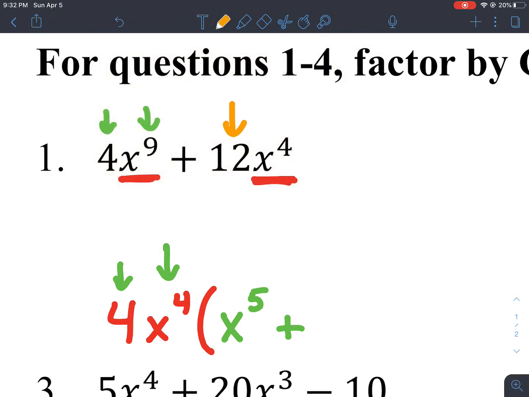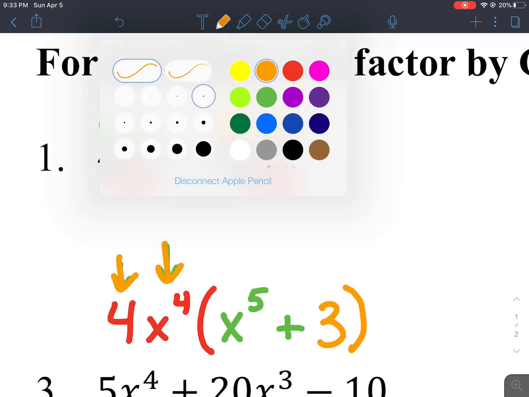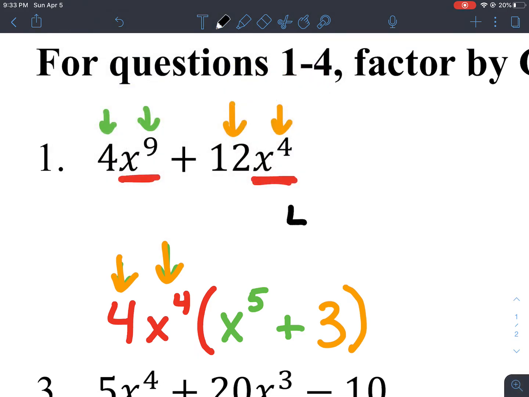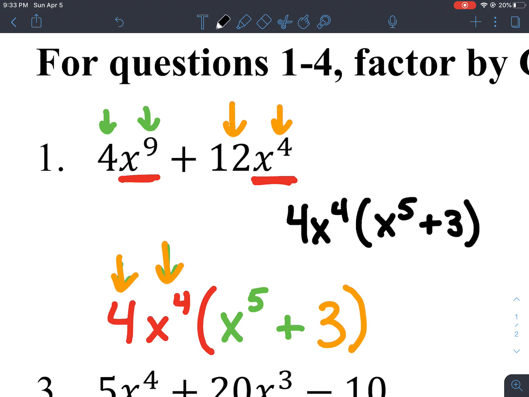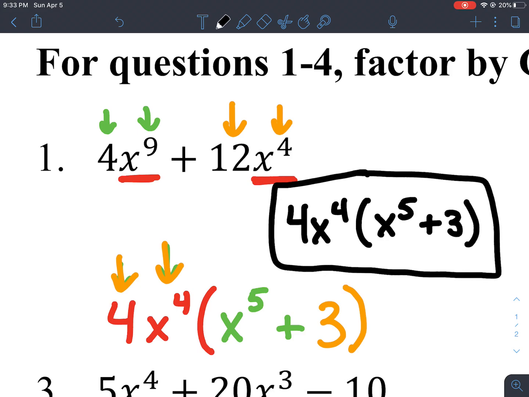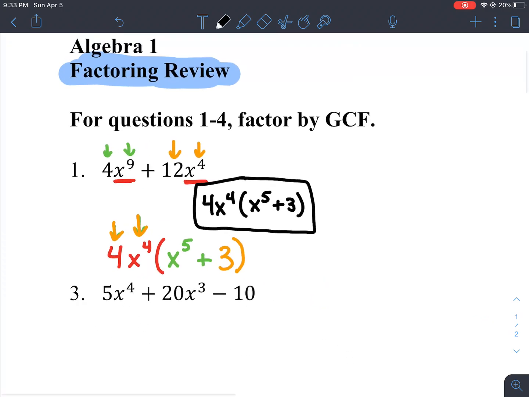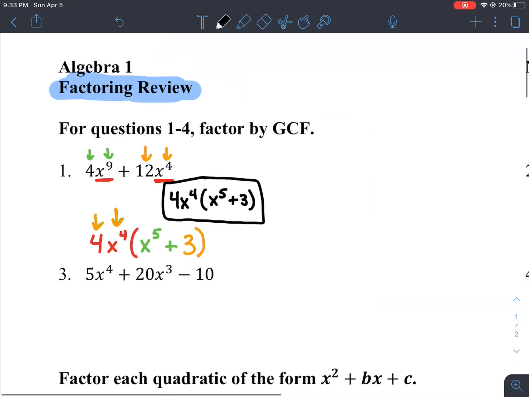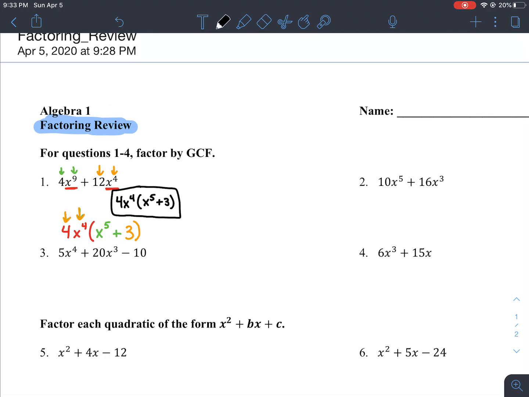Now it'll be 12 divided by the 4 is 3. x to the 4th divided by x to the 4th is just 1. If I take 4 x's out of 4 x's, there's nothing left over in terms of x's, so that is the end. A lot of different colors here, so I'll just finalize it. Our final answer is 4x to the 4th times the quantity x to the 5th plus 3. That is factoring by GCF, taking out whatever the highest value is between numbers and variables out of each term that we can. You'll have to do examples 2, 3, and 4 on your own.